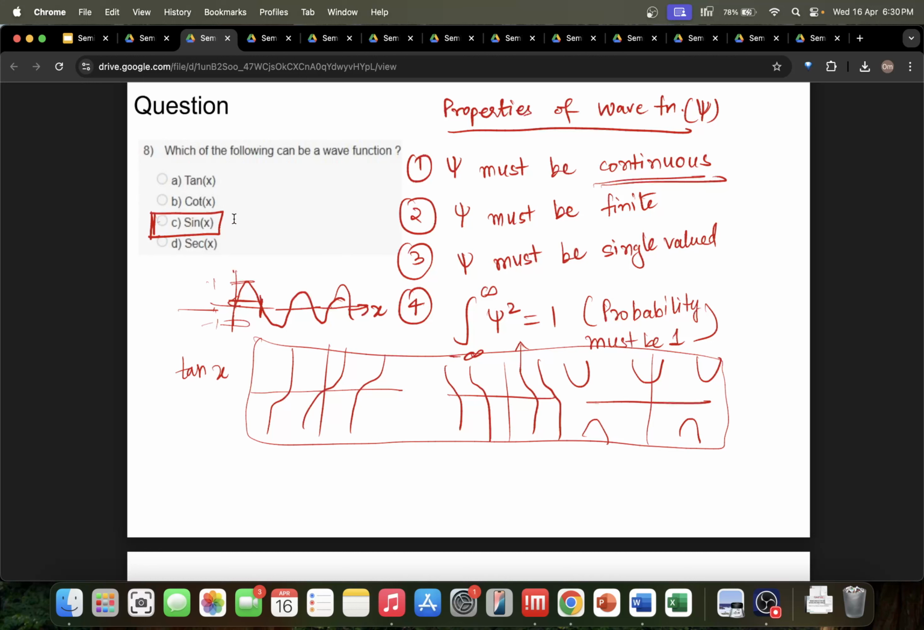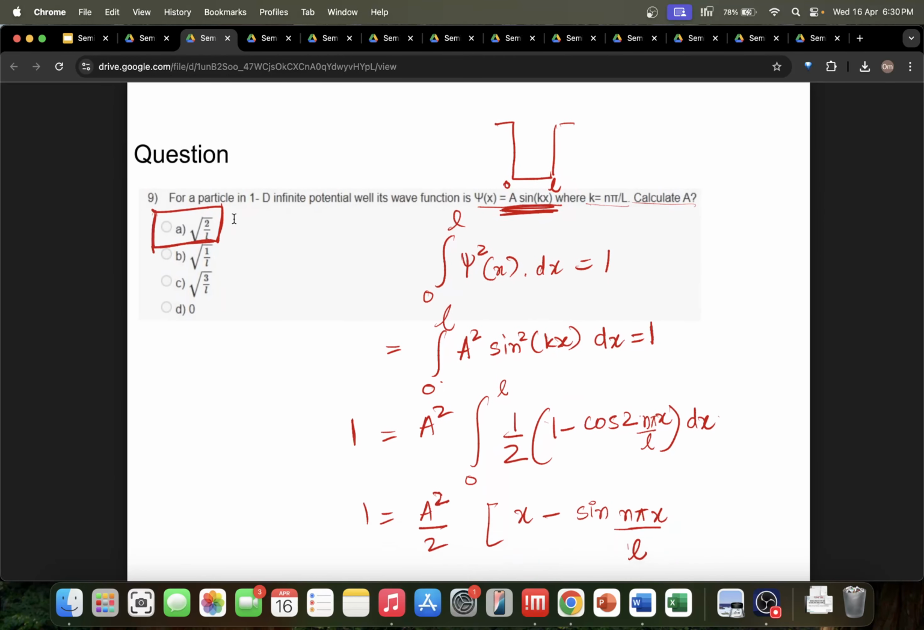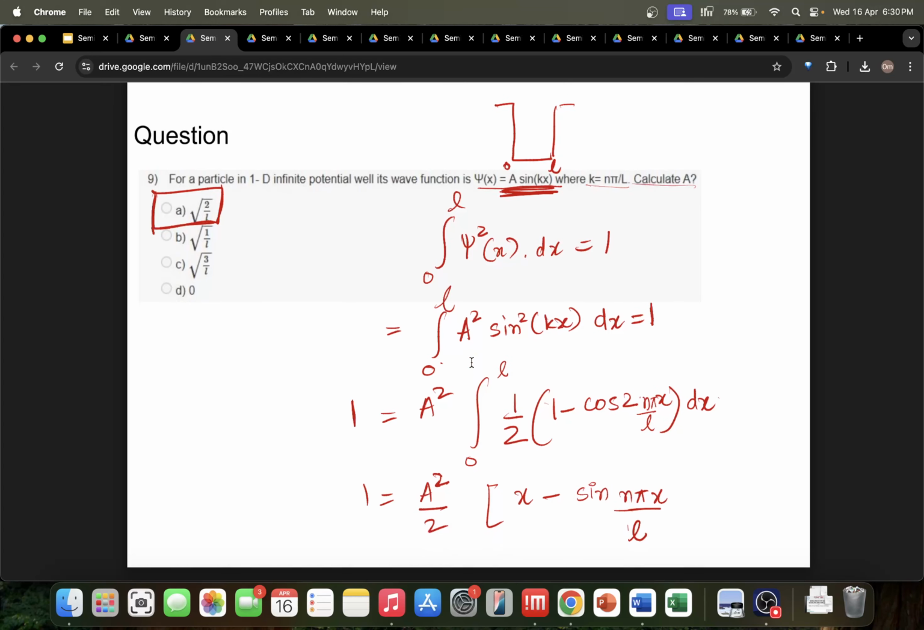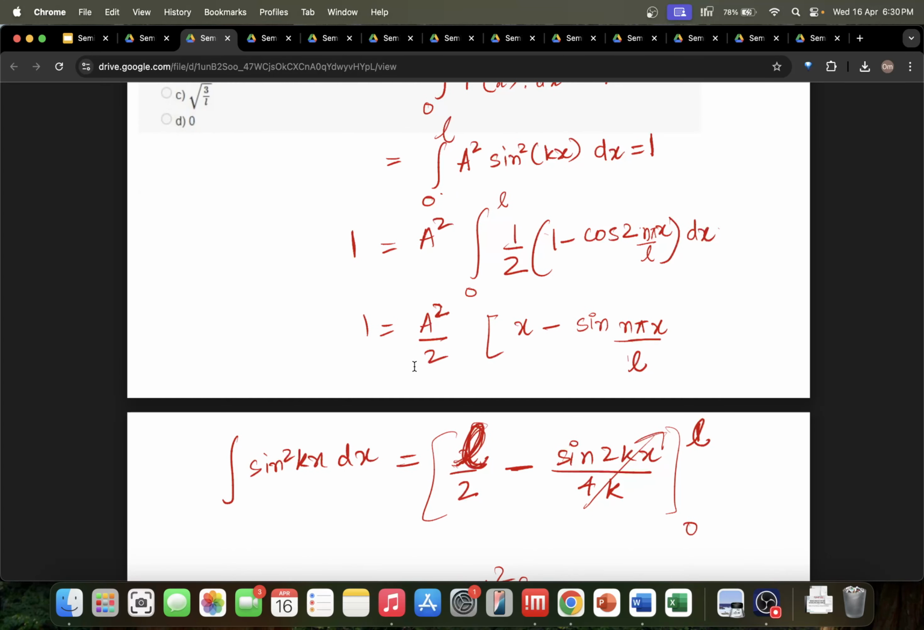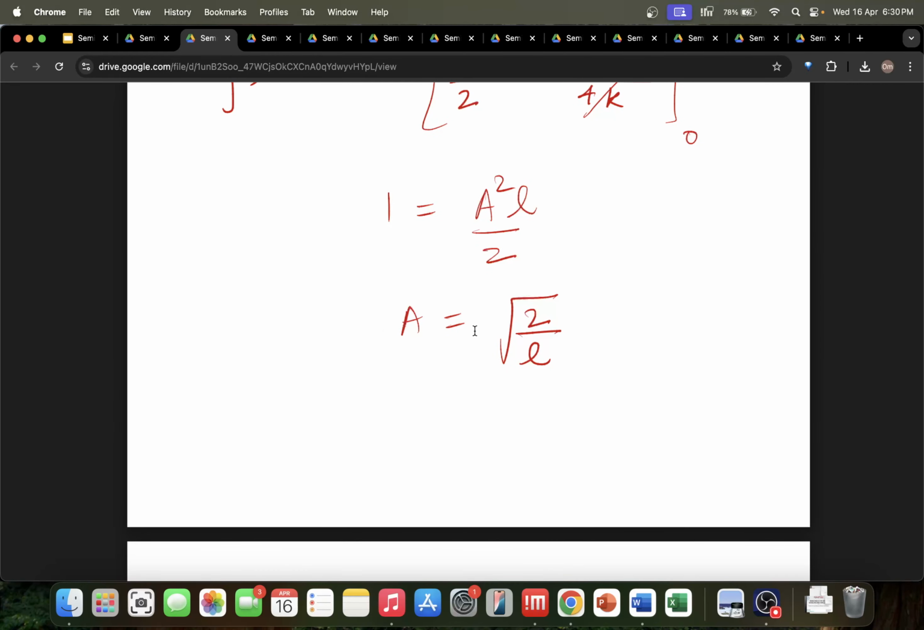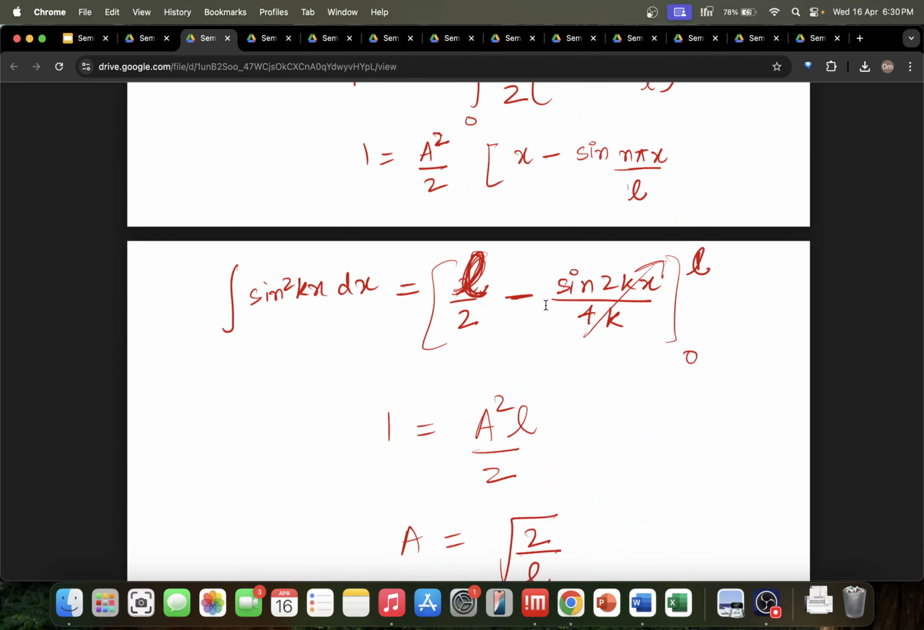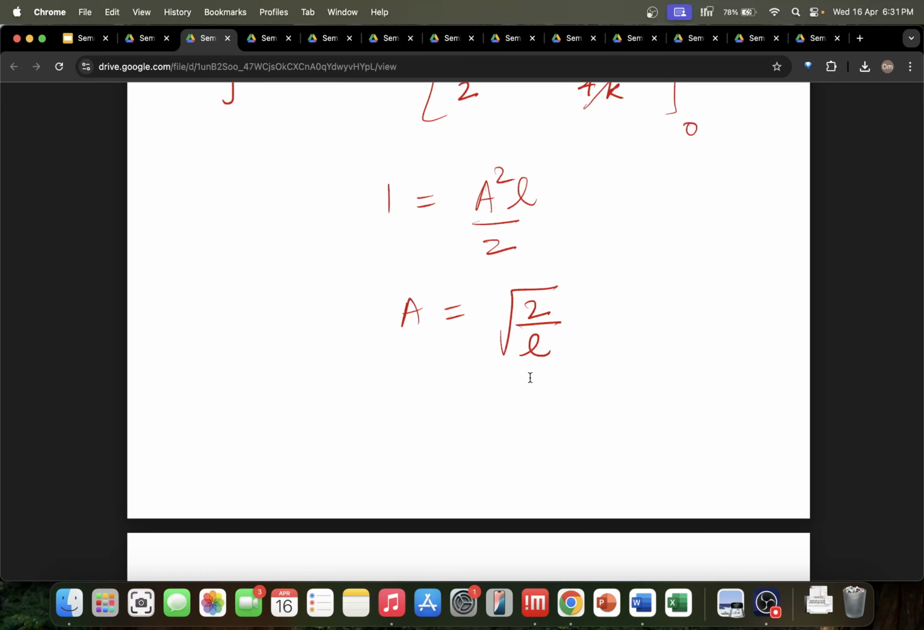So among these, sine is a wave function. The wave function is nothing but the solution of the Schrodinger equation. We discussed the problem of a particle in a 1D infinite potential well, and we determined the normalization factor for it, which is, if the wave function is A sin kx, then A would be root 2 by L.